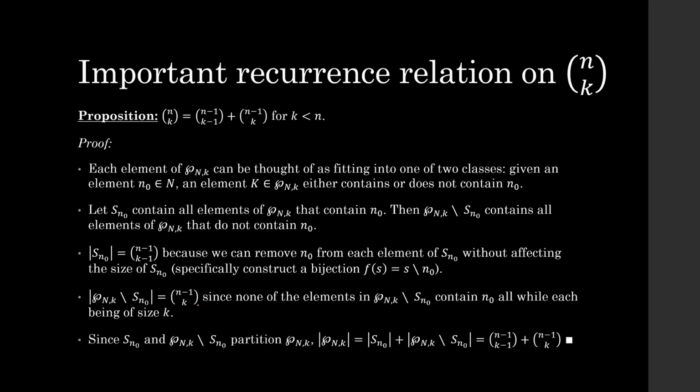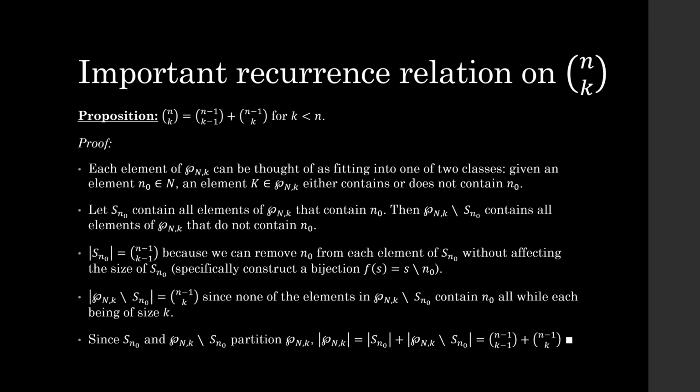And so the final piece of the proof is just to note that S n0 and P n k remove S n0 are going to partition P n k. So that means that the size of P n k is just the size of S n0 plus the size of P n k remove S n0. And I've looked at the size of each of them independently. So I'm going to have n minus 1 choose k minus 1 plus n minus 1 choose k. And so that gives me the total size of my sets as we need here. So that completes the proof.